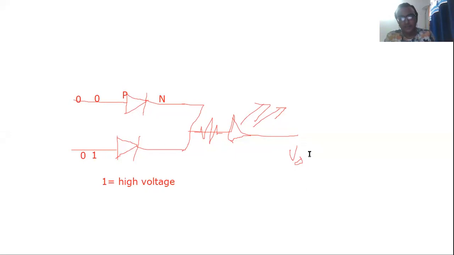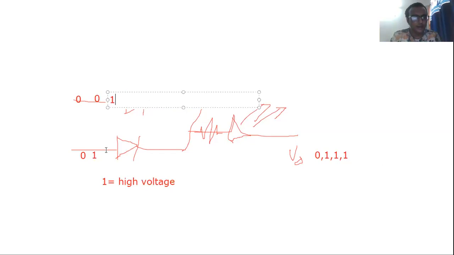So output is 1. In the first case output is 0, in the second case output is 1, in the third case output is also 1, and in the fourth case also output is 1. Third case means here 1, here 0. At that time this diode is conducting, this is not conducting, and in the fourth case both diodes are conducting, so output is 1. So this is the complete explanation of the OR gate.